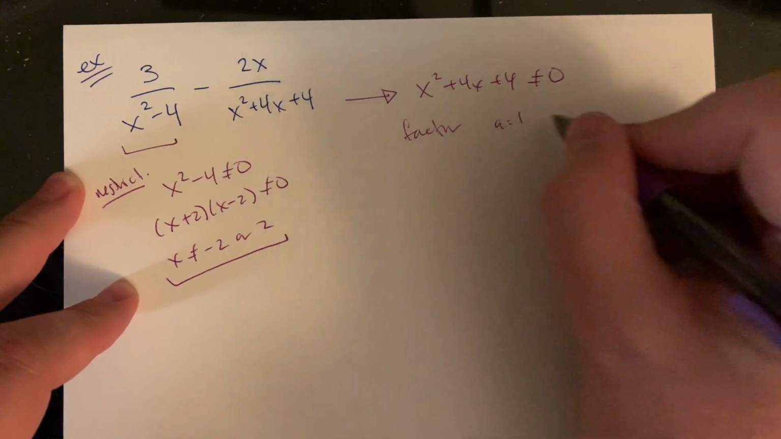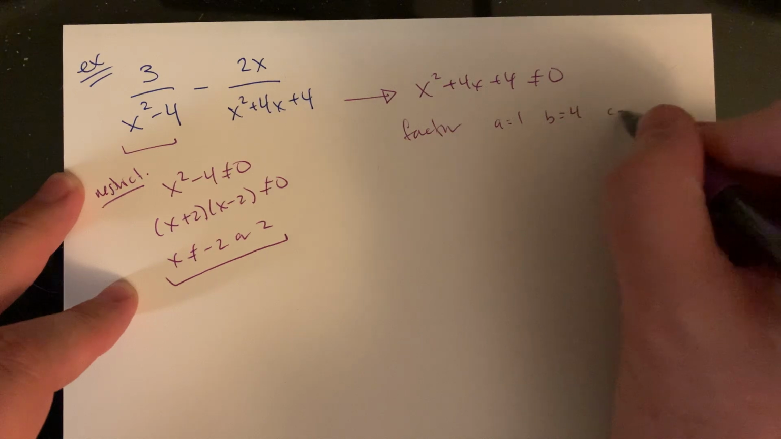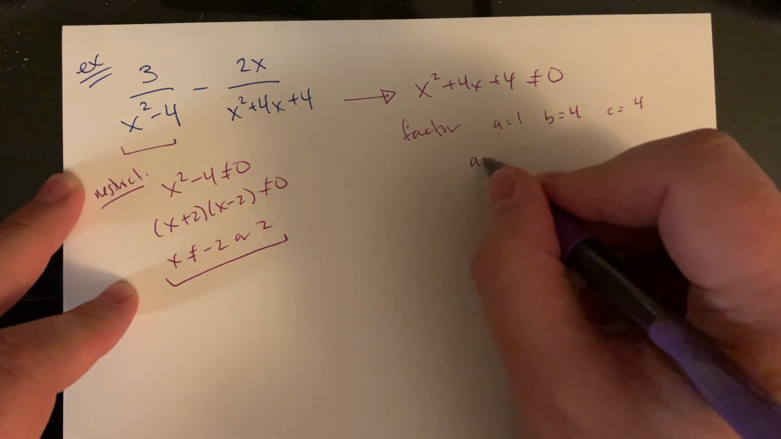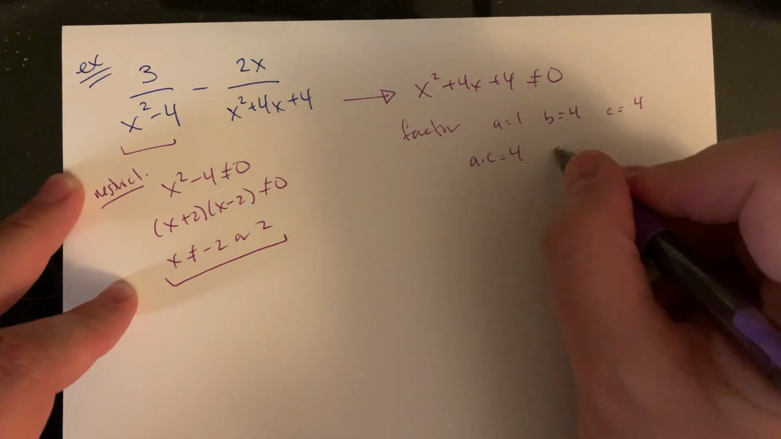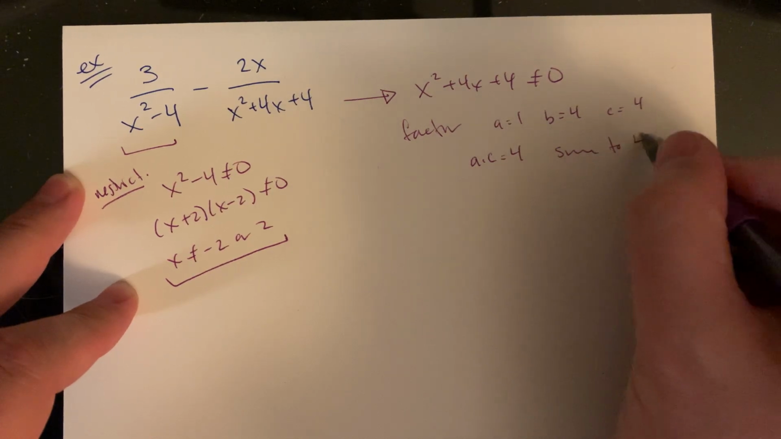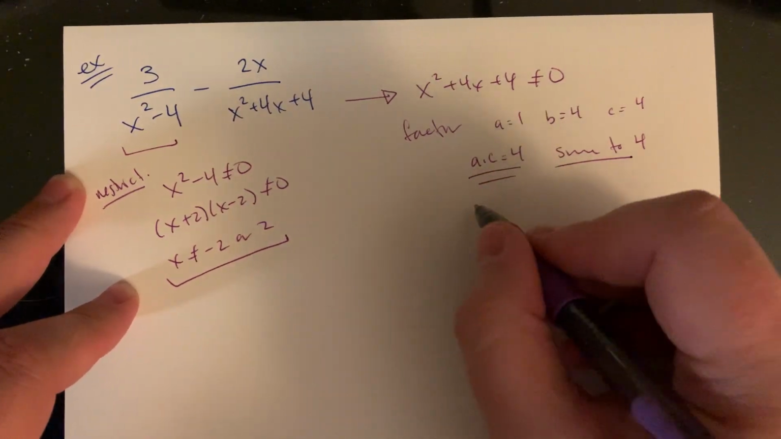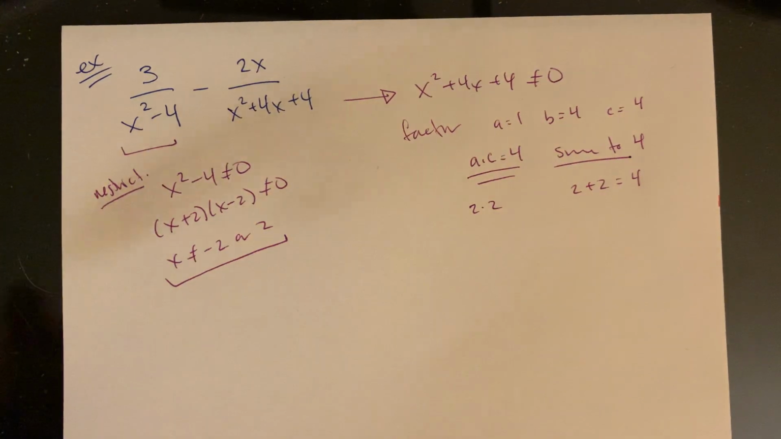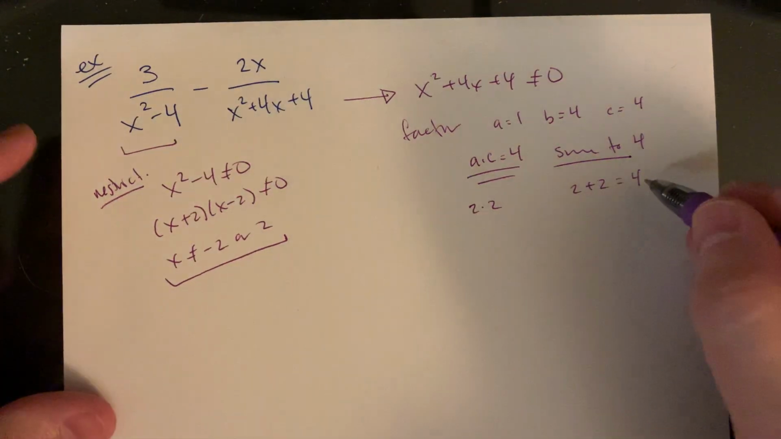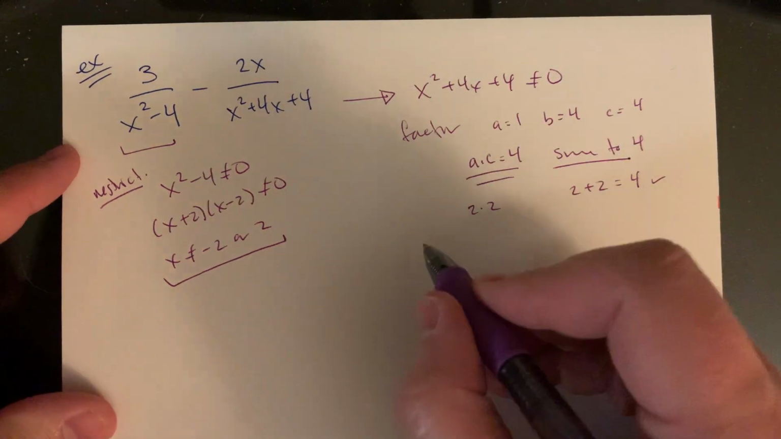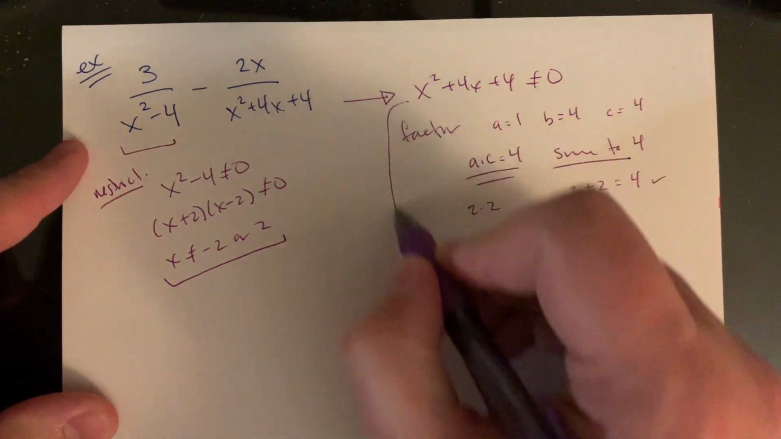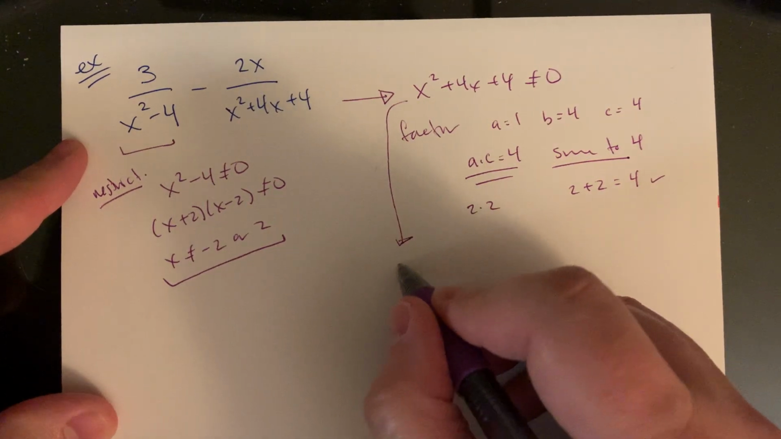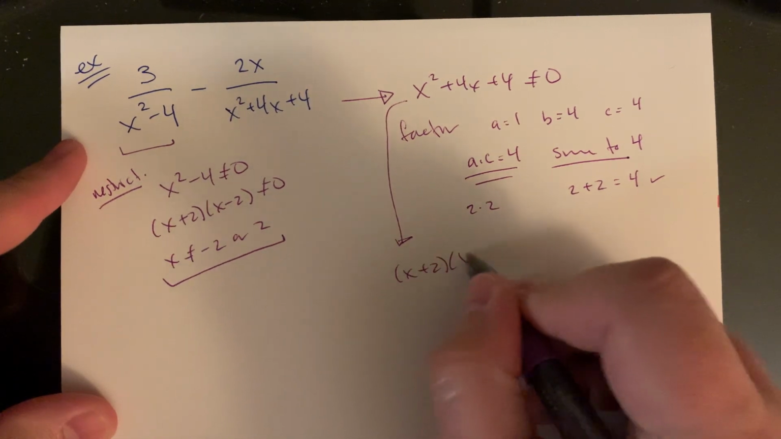Factor, right? A is 1, B is 4, C is 4. So A times C is 4. We need to add to the B in the middle, which is also 4, it's got to be 2 and 2, right? 2 plus 2, and 2 times 2, positive and positive, would get us to 4. So that means this guy would factor as x plus 2 times x plus 2.